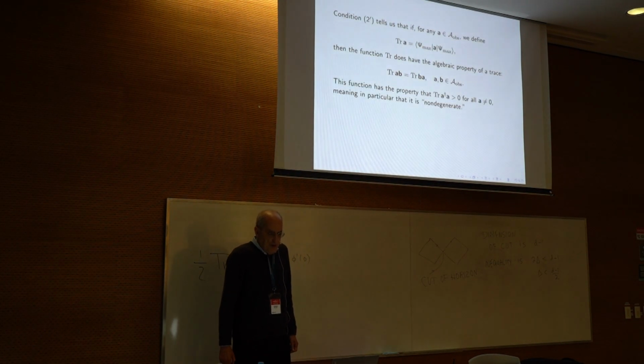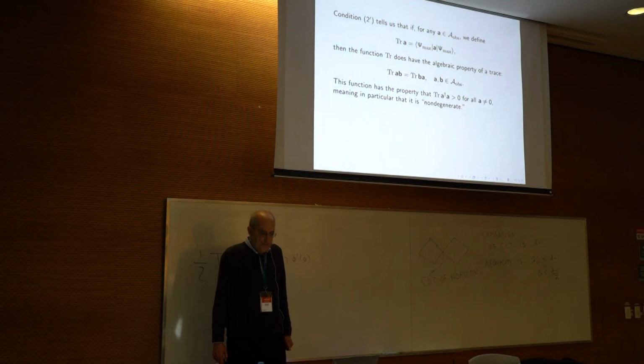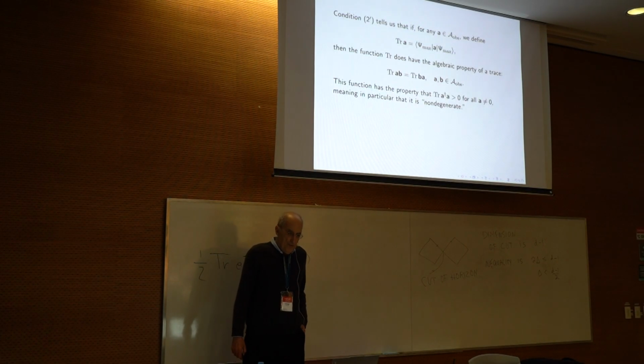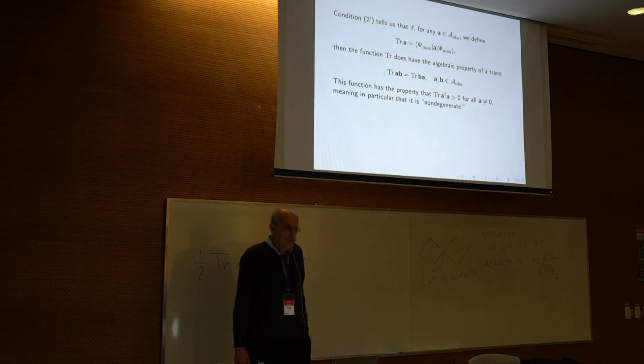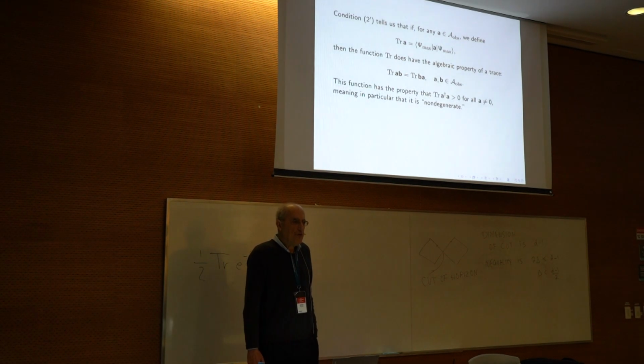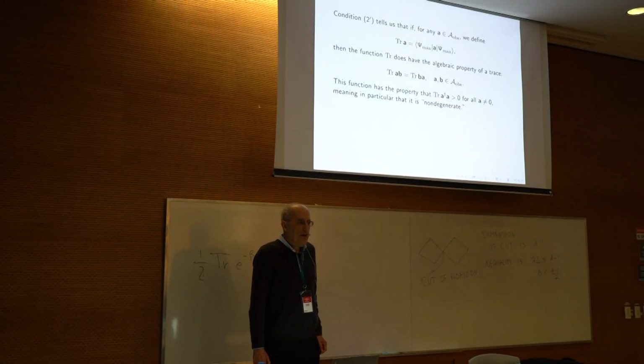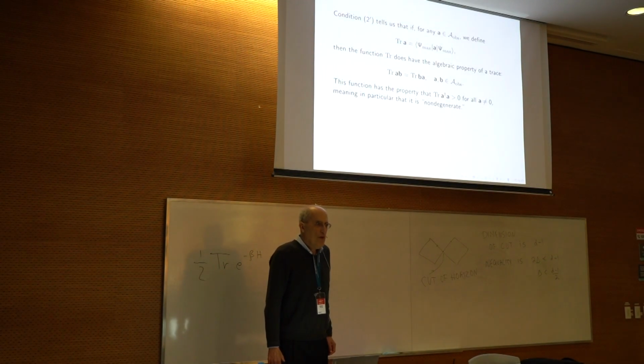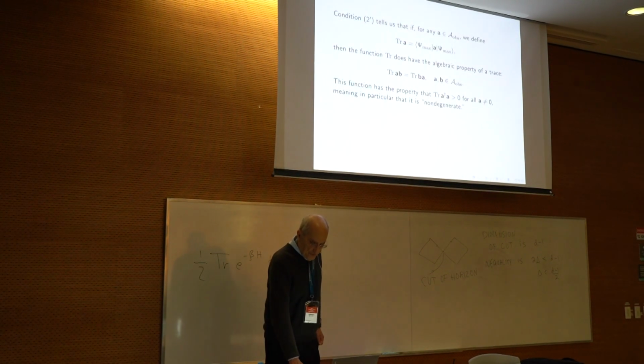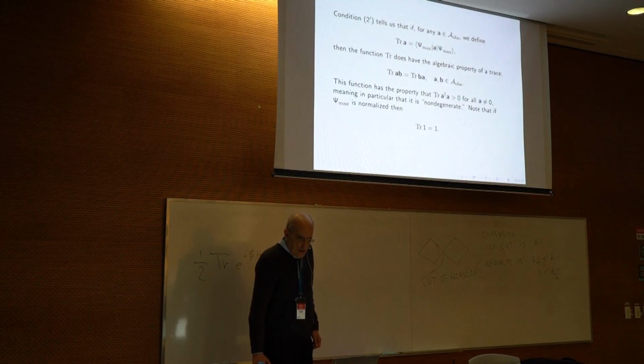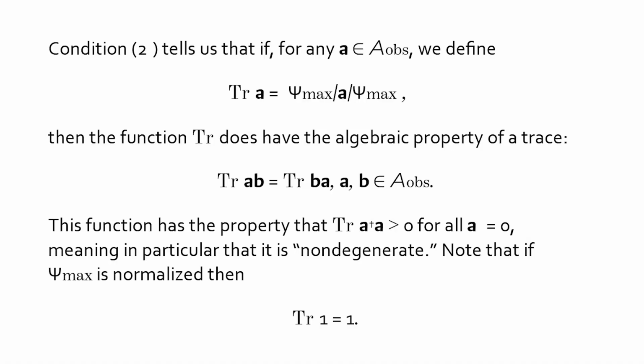This function also has the property that the trace of A dagger A is strictly positive for all non-zero A, which is described by saying that it's non-degenerate. Non-degenerate means that for every A there's a B where the trace is not 0. And in fact you can pick B to be A dagger. So this is a non-degenerate trace. And moreover, assuming psi ds was normalized, we arranged this factor so that psi max is normalized. And therefore, our trace has the property that the trace of the identity is 1.